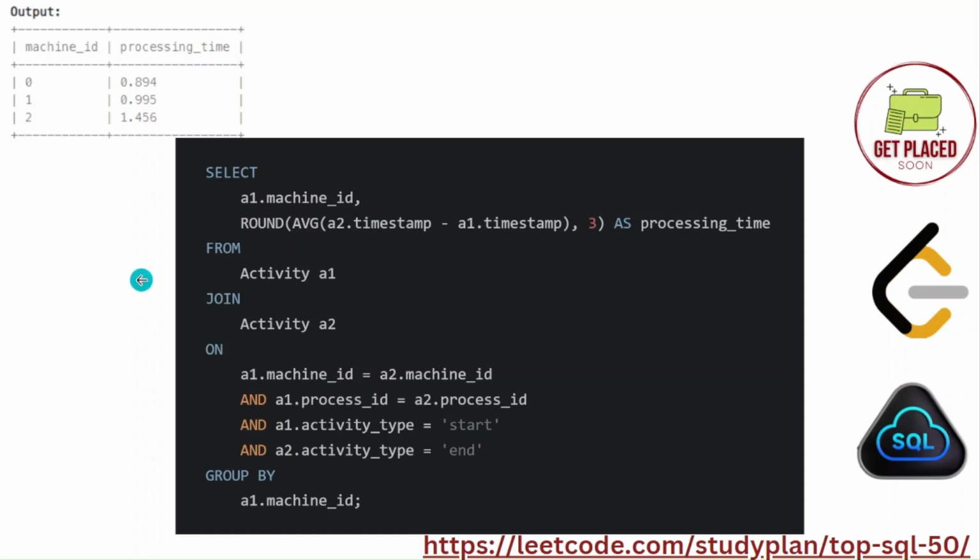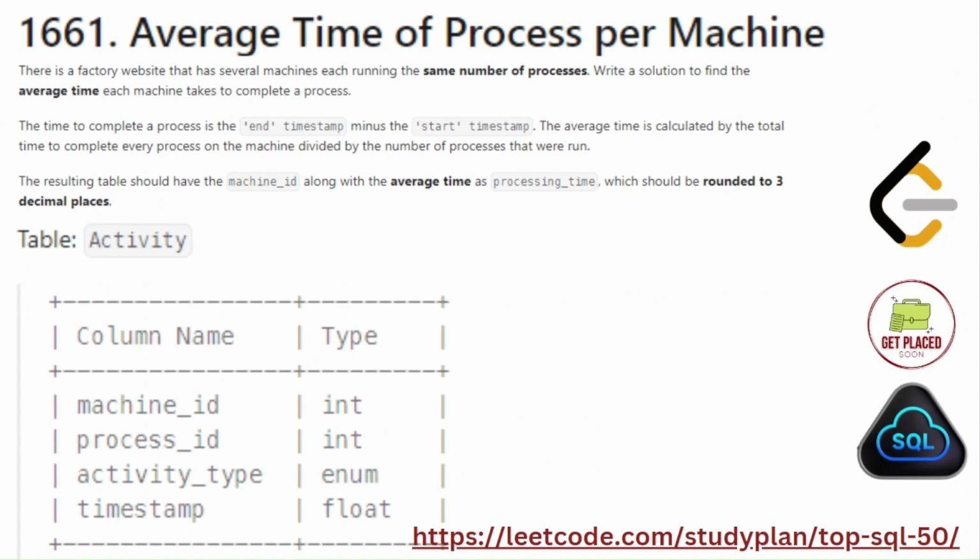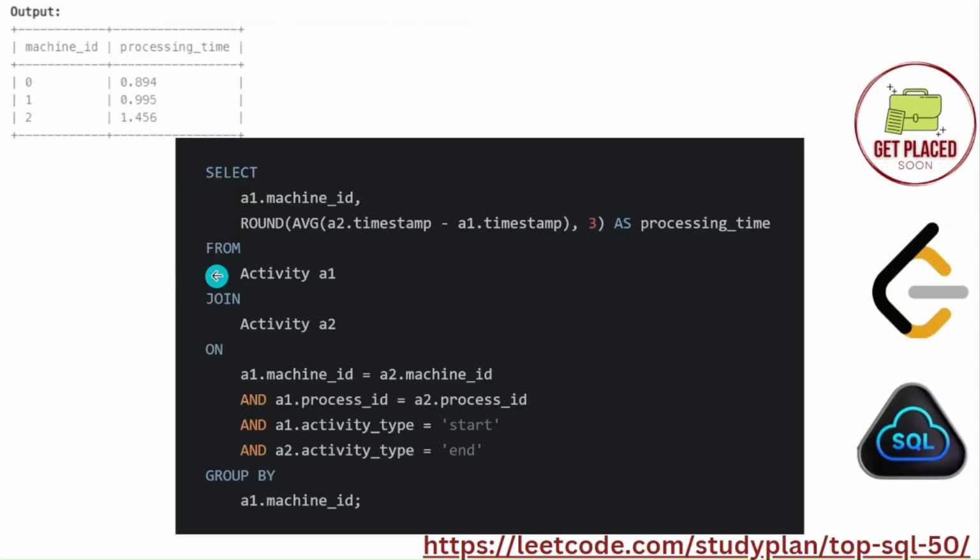First things first, we have only one table. We have only one activity table, right? So we are going to join them. Join activity. So the table name will be the same, but what we are doing here is creating the aliases A1, A2.